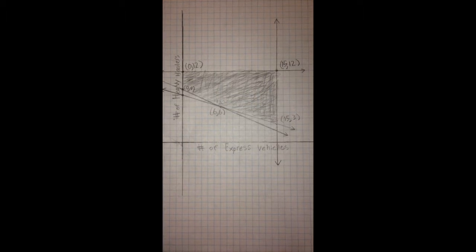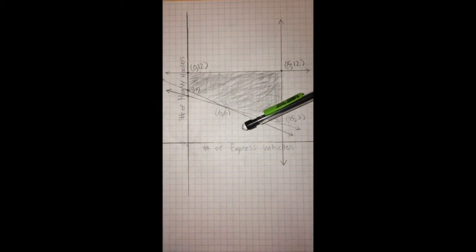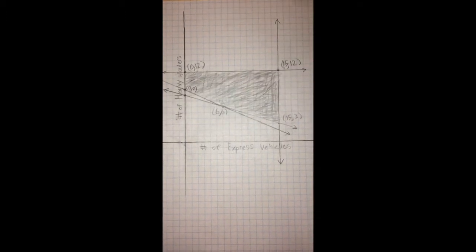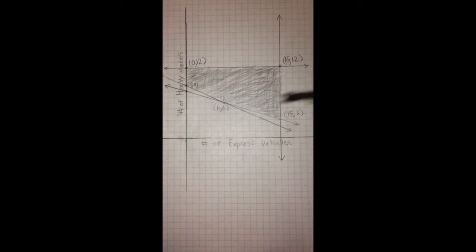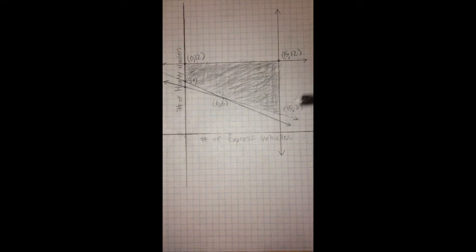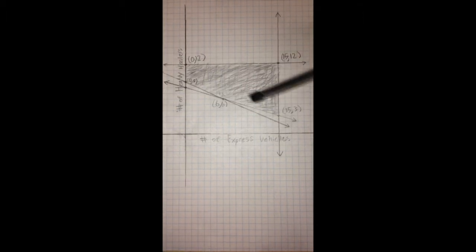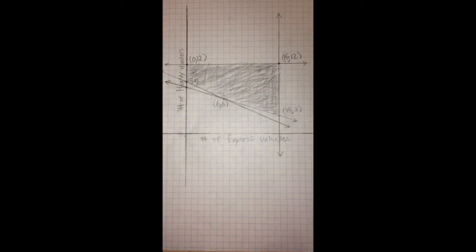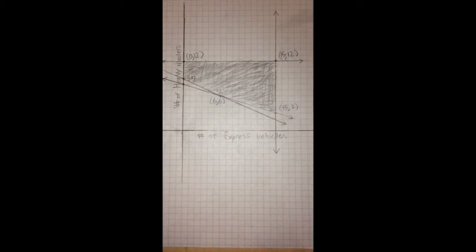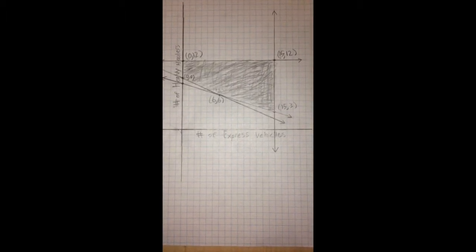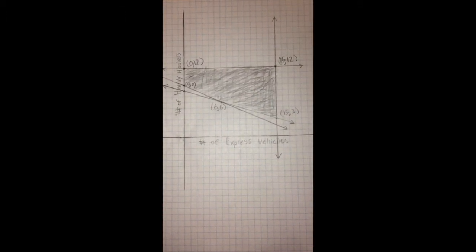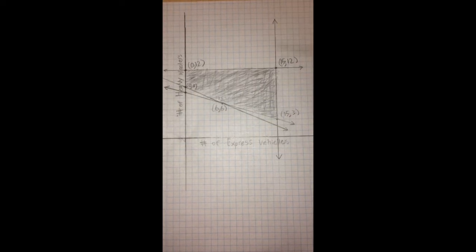So this is our graph, and our x-axis is the number of express vehicles, and our y-axis is the number of heavy haulers. And this is our feasible region, meaning that any possible solution is going to be within that shaded region or on our lines. And for corner points, we have (0, 12), (5, 12), (15, 12), (15, 3), (6, 6), and (0, 9). And each of these lines represents one of our constraints.